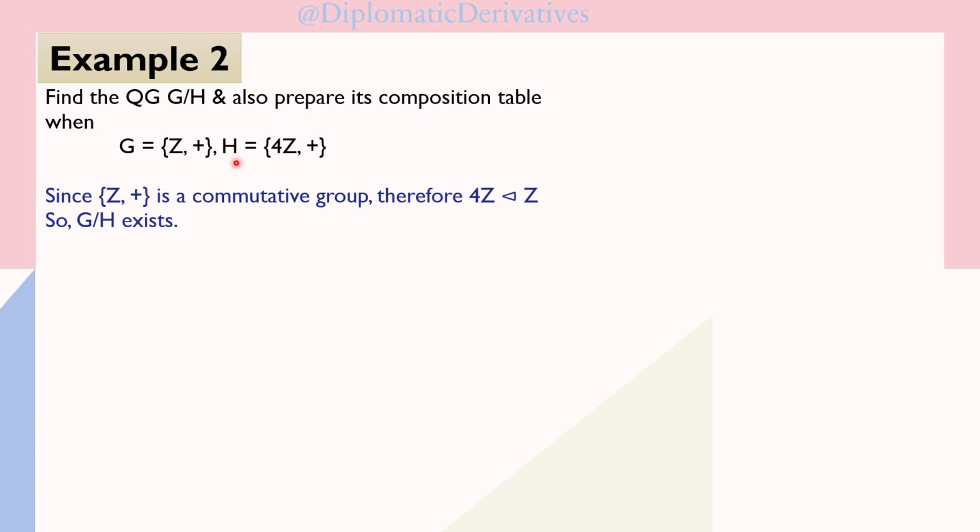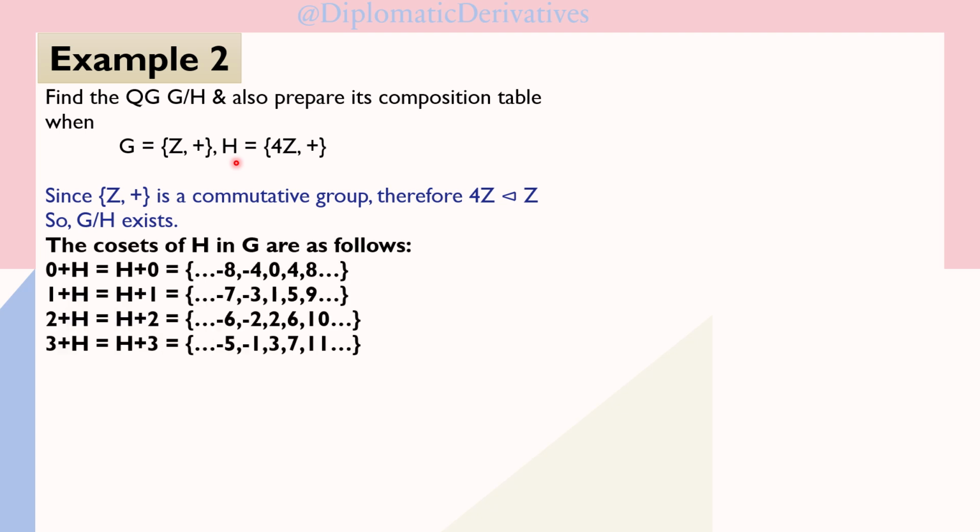This is the first thing that you all have to check, if G by H exists or not. That's the first case. If it does not exist, obviously you cannot make the cosets, right? Now since it exists, you can make the cosets. How will you make the cosets?